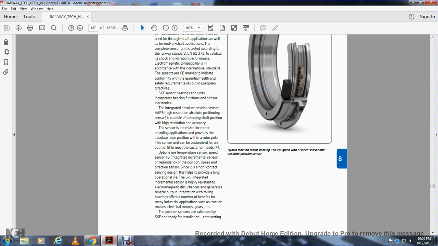The non-contact sensing design helps to provide a long operational life for the SKF integrated incremental sensor, which is highly resistant to electromagnetic disturbance and generates a reliable output. The integration with rolling bearings offers a number of benefits in many industrial applications, such as traction motors, electrical motors, gears, etc.